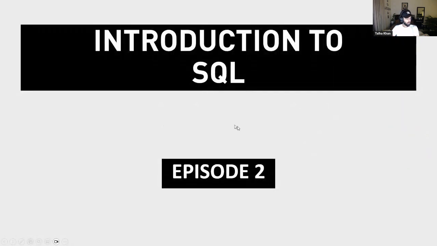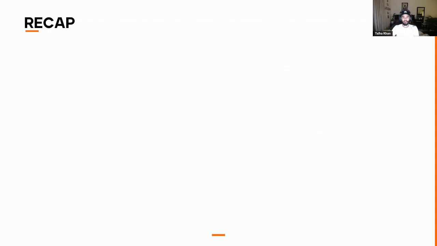All right, so this is episode 2 for Introduction to SQL. Before we start, I'd like to talk about the previous session and what we discussed. In the previous session, we discussed what a database is, right? A database is basically a collection of related information. So you have different tables. These tables are related to each other by different columns, which we call keys. I'll talk about that as well.